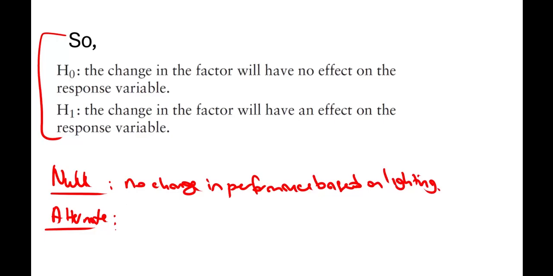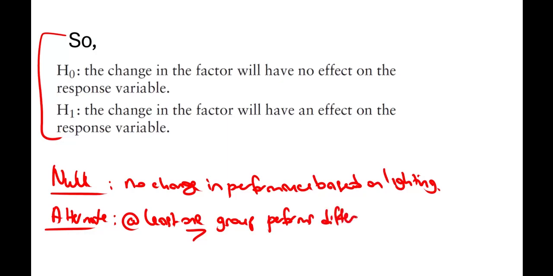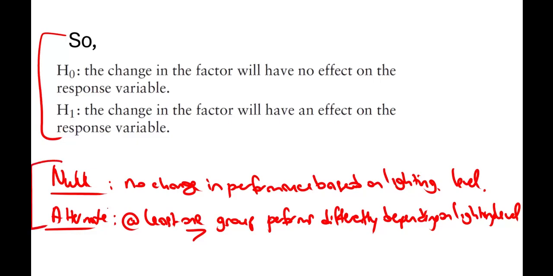And then the alternate hypothesis, which is the opposite of the null hypothesis, says that at least one group of employees performs differently depending on lighting level. So this is how we start the experiment. These are our hypotheses before we start the experiment.